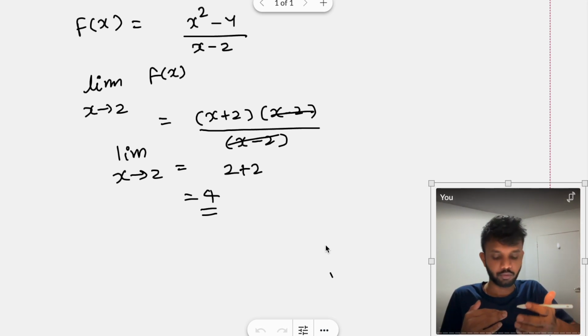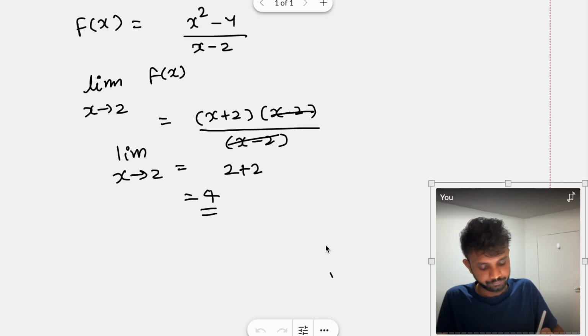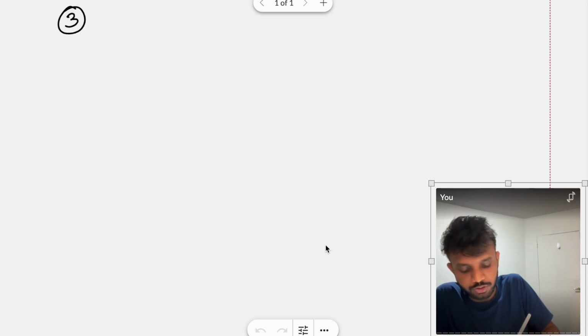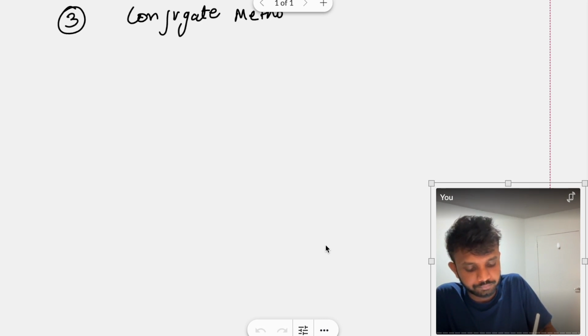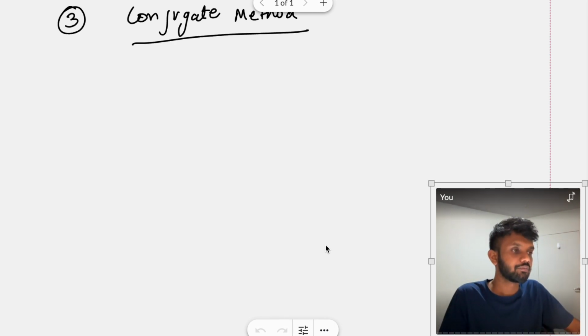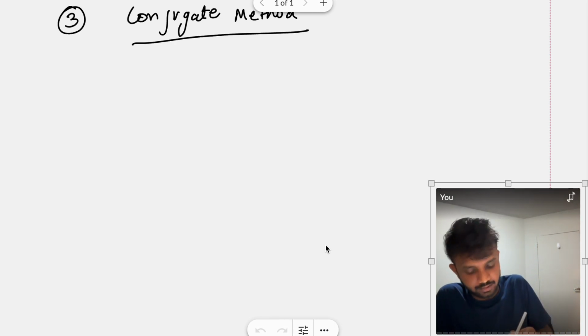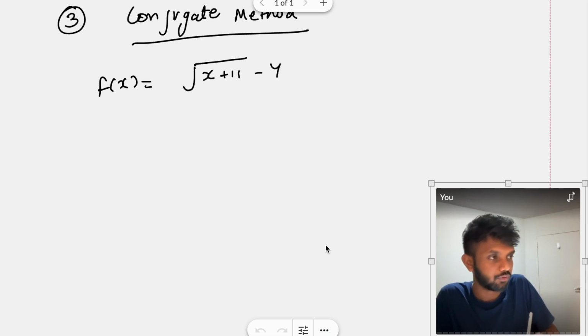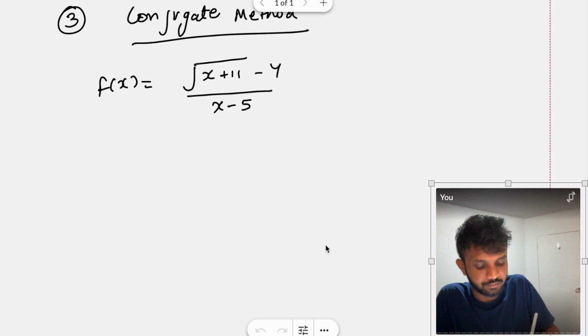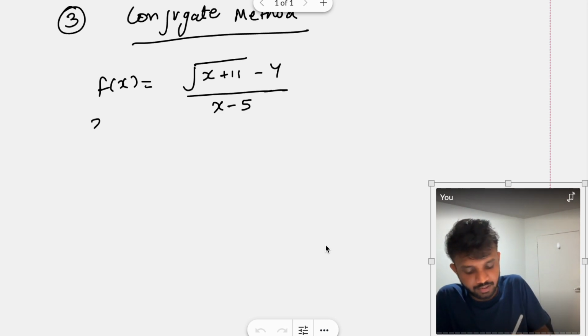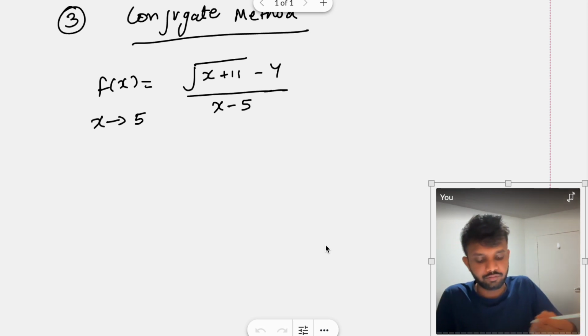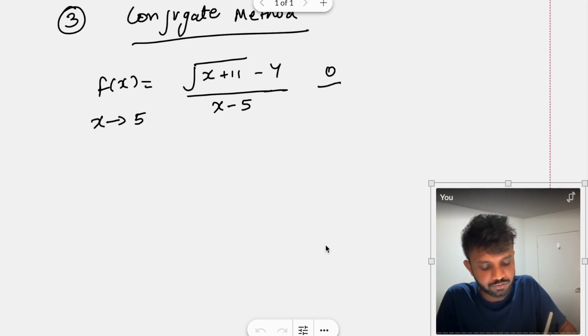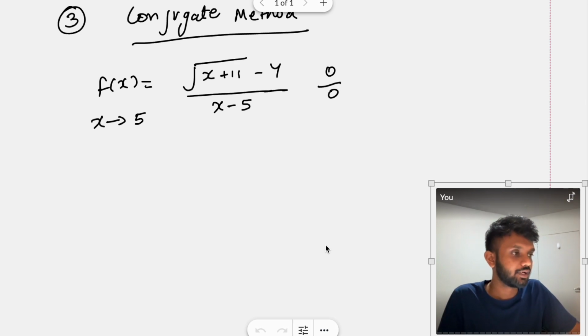Now we'll solve one more problem. The second concept we have to solve this problem is the conjugate method. In the conjugate method, what we do, suppose we have to find the limit, our f(x) is equal to (root of x + 11 minus 4) over (x - 5), right? And we want to find the limit as x tends to 5. Now if you put the value of 5 here, this again reduces to the form 0 by 0. We are not getting a definite answer for this.